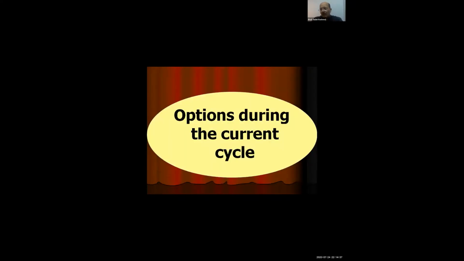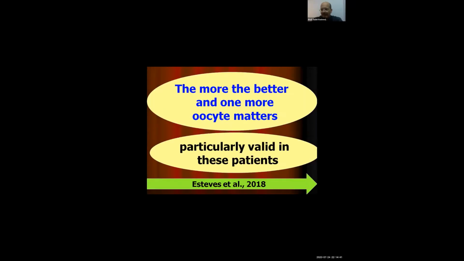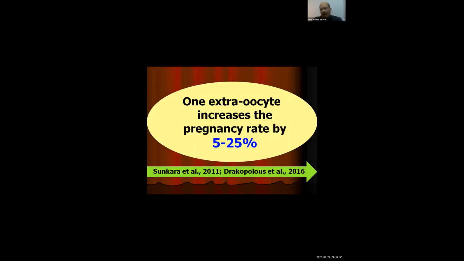Whether we have an option during this current cycle or not, there is a very important dictum regarding this patient: the more oocytes, the better, and just 1 more oocyte matters. This is particularly valid in these patients. Two studies reported that 1 extra oocyte increases the pregnancy rate in this woman by 5 to 25%, or even increases the live birth rate.